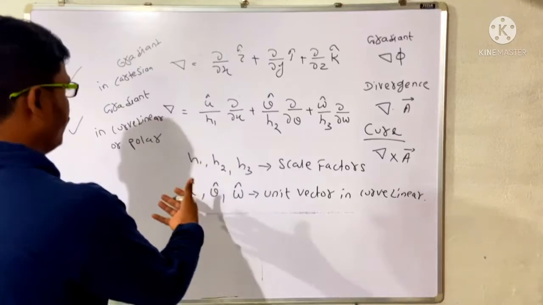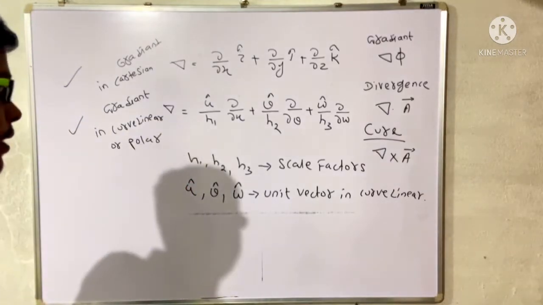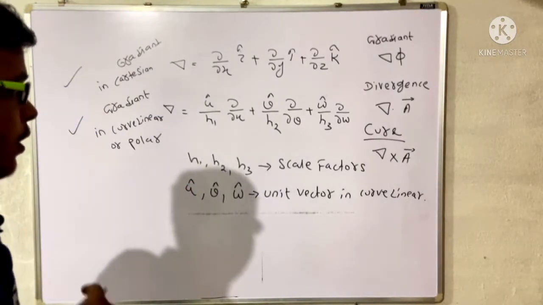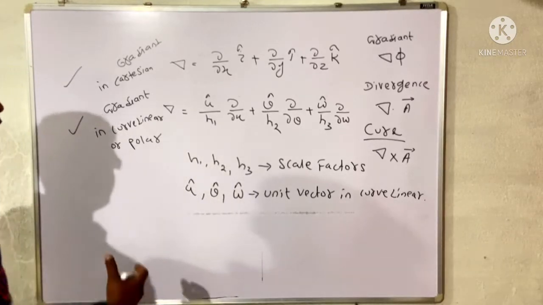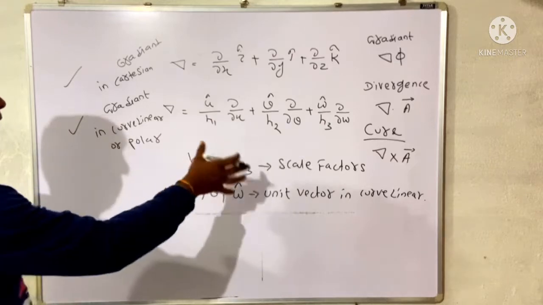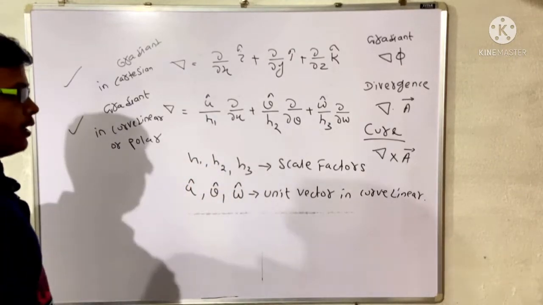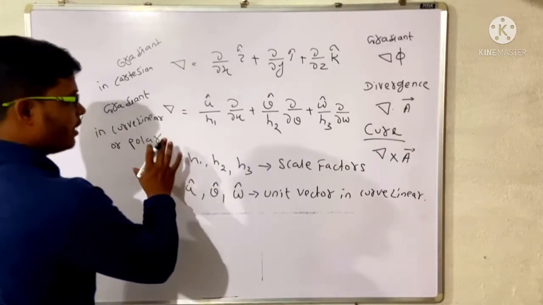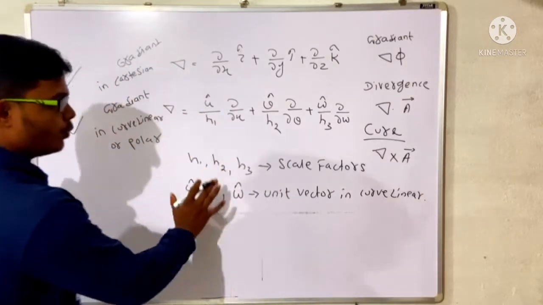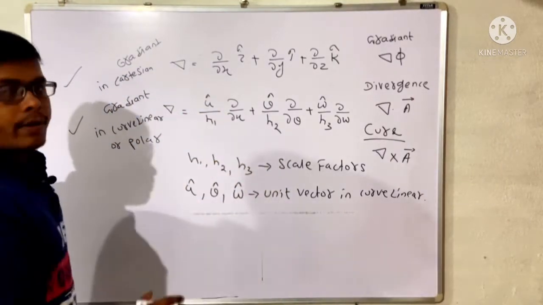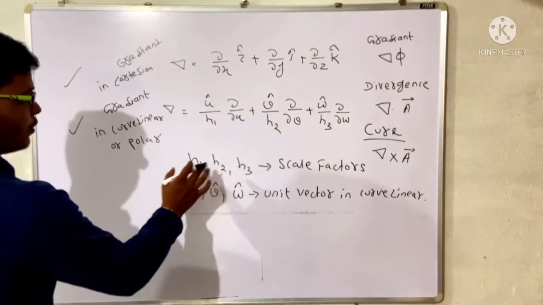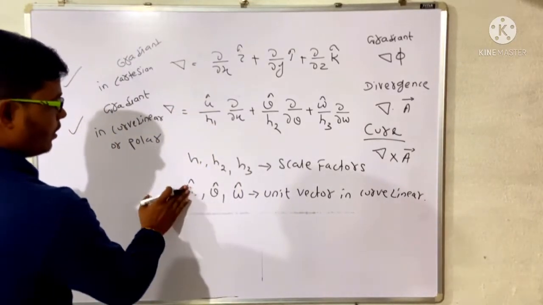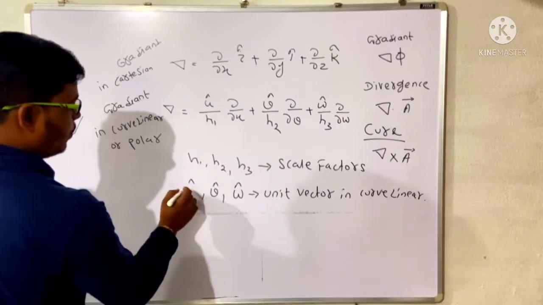So try to know about the gradient, divergence and curl, or if you don't know about this, then please comment in the comment section. We'll do another class on the gradient, divergence and curl. But today's chapter is vector integration. Generally we need these basic things, then we can solve vector integration. The scale factors h1, h2, h3 and the unit vectors u, v, w are in the curvilinear coordinate system.